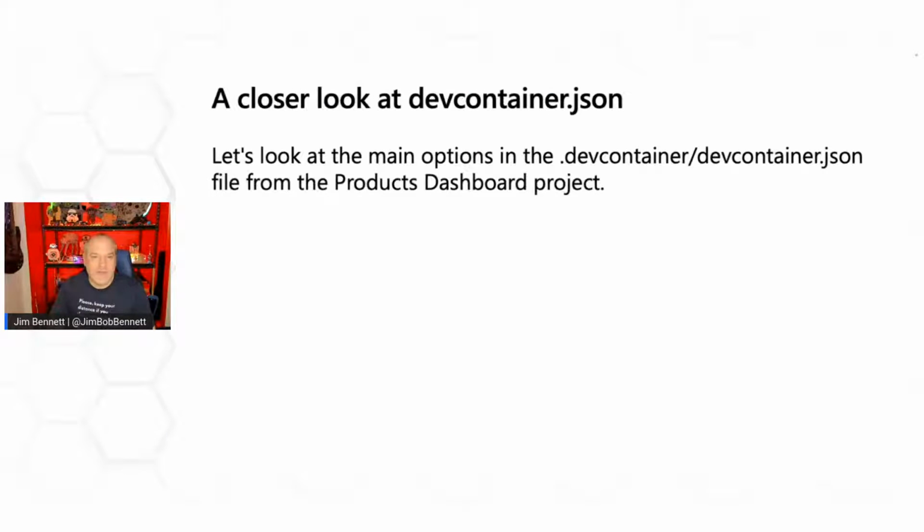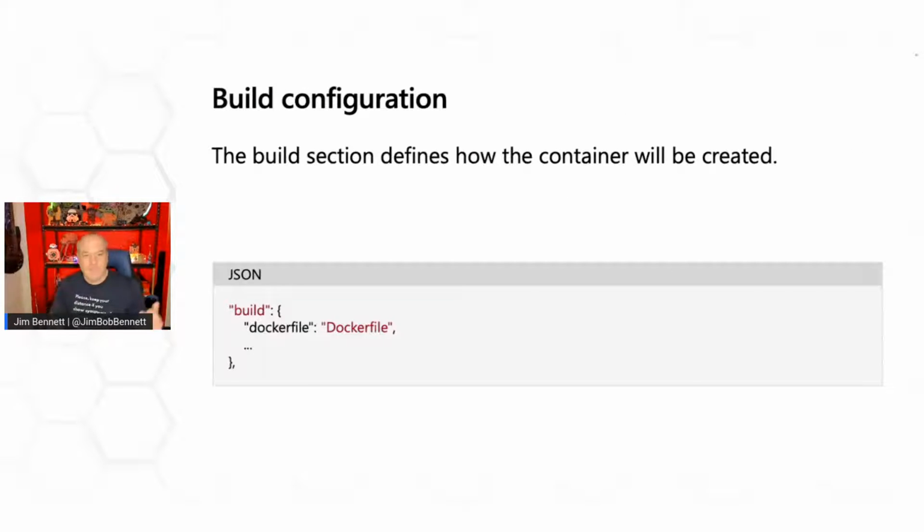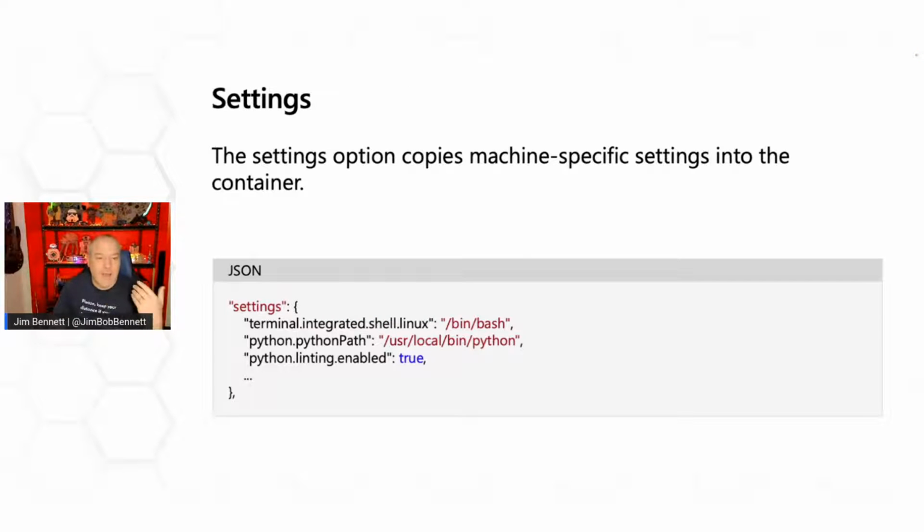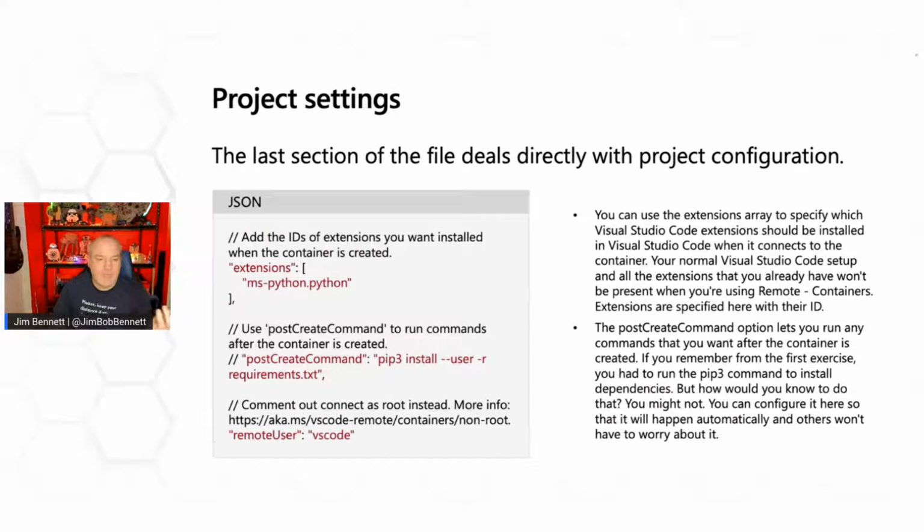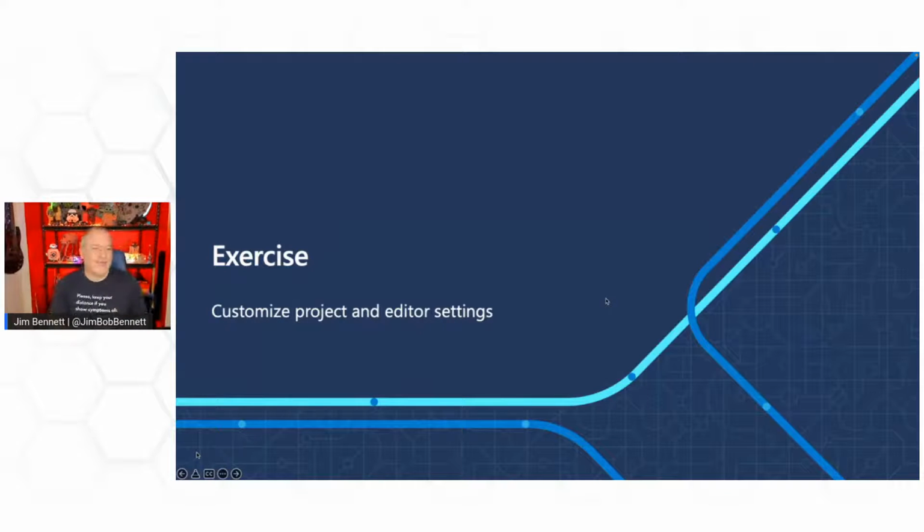So we've got the dev container. We looked at it. We talked through the Dockerfile. We talked through the settings that are there. And there's other things we can add to it. We'll look at those in more detail. But let's do some customizing. Let's do some project settings.